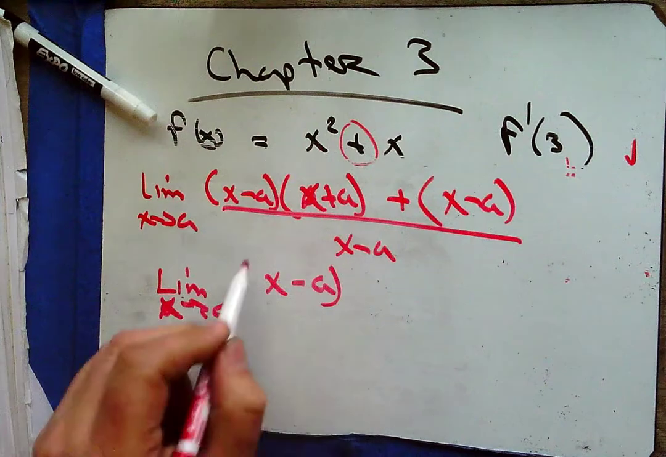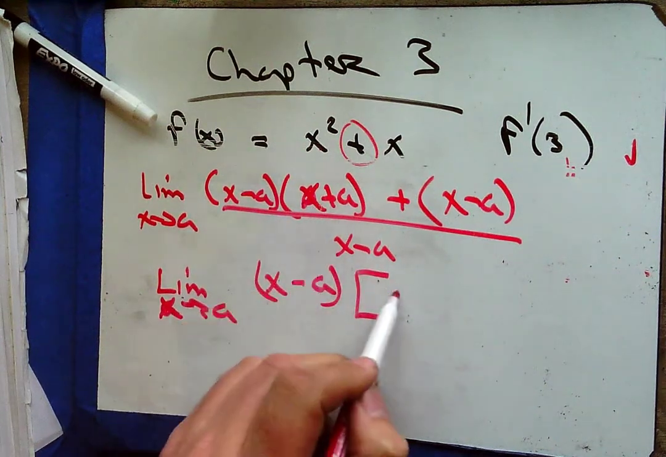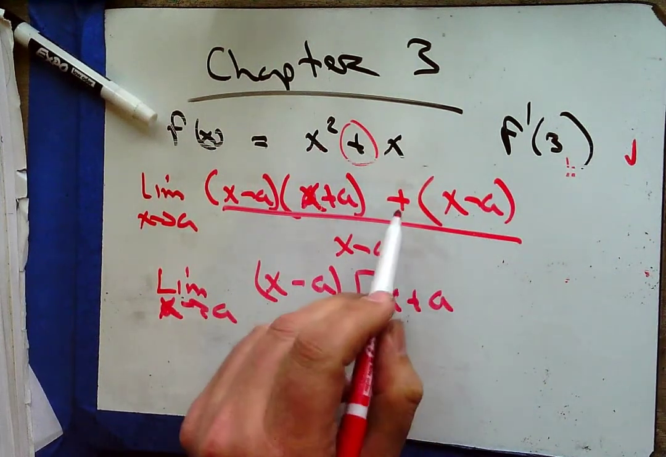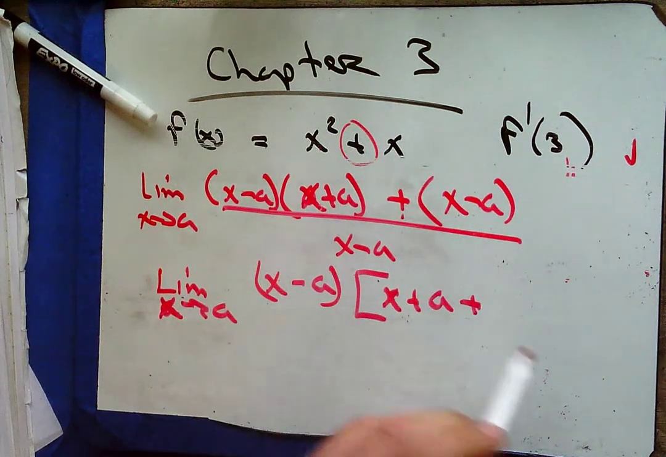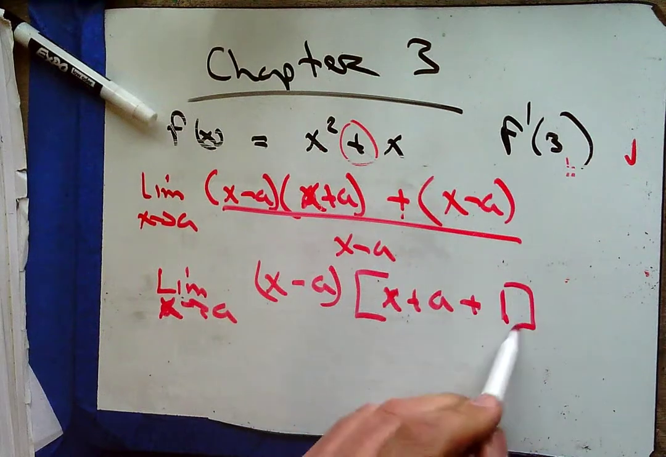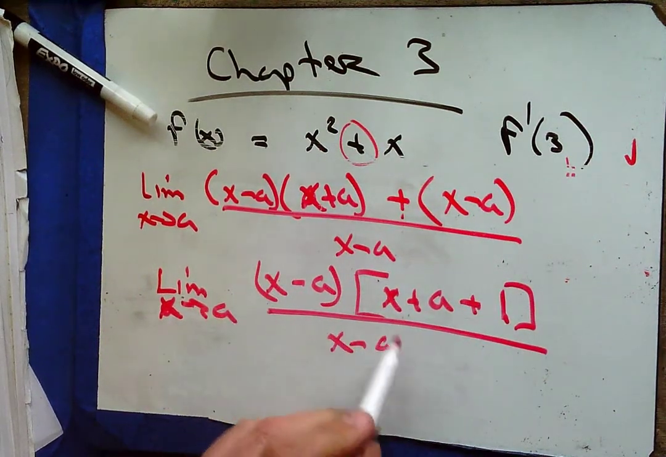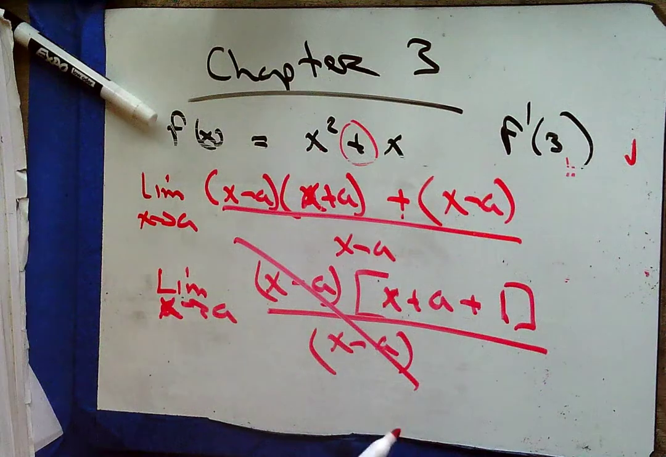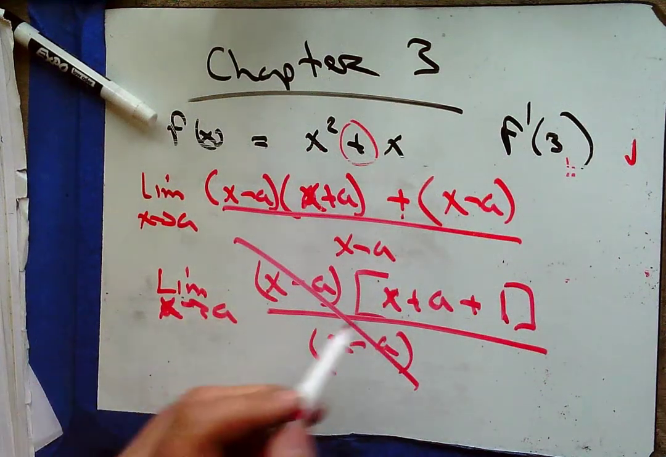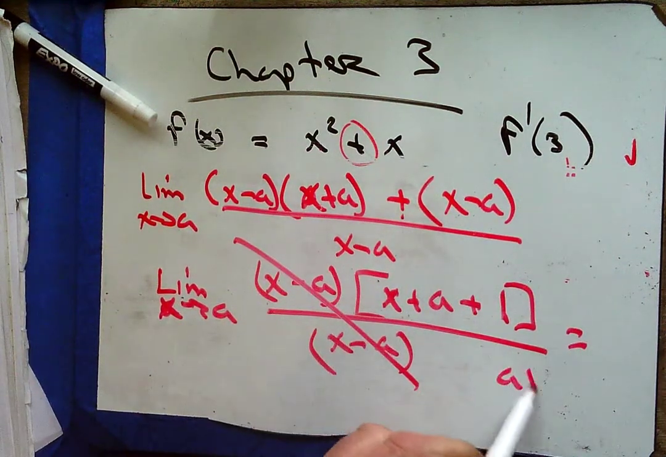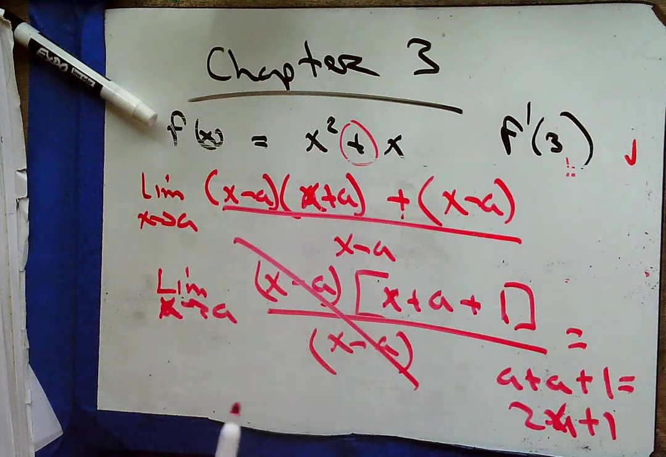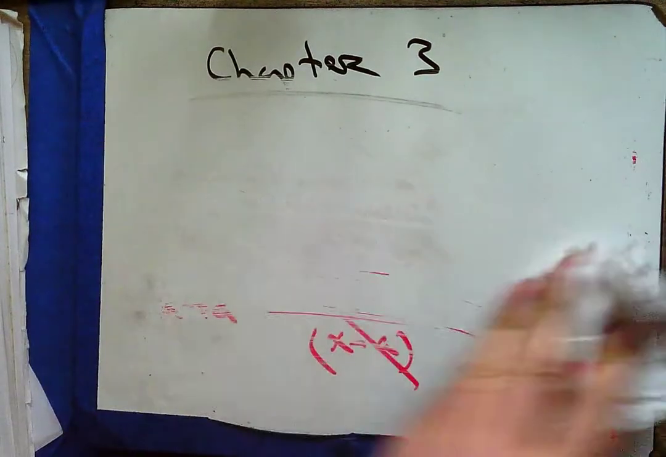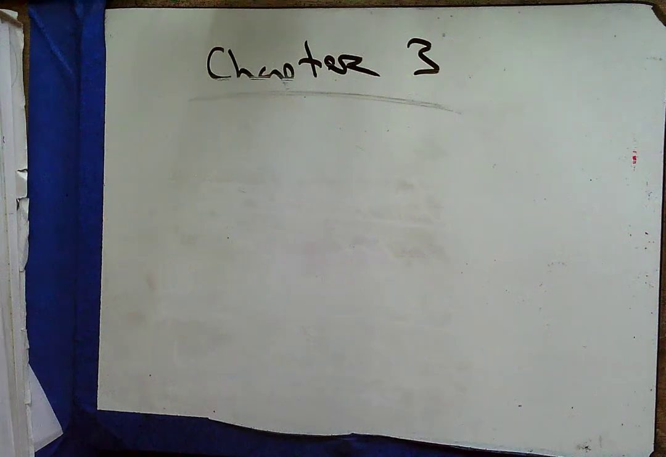So I'll take out an x minus a. What's left over? Well, here I have an x plus a plus, what's here? X minus a divided by x minus a is 1. All over x minus a. So now I can cancel those out. Now I can replace the x's with a's, and I'll get 2a plus 1. Okay, so yeah, please make sure you know your limit definitions of the derivative.